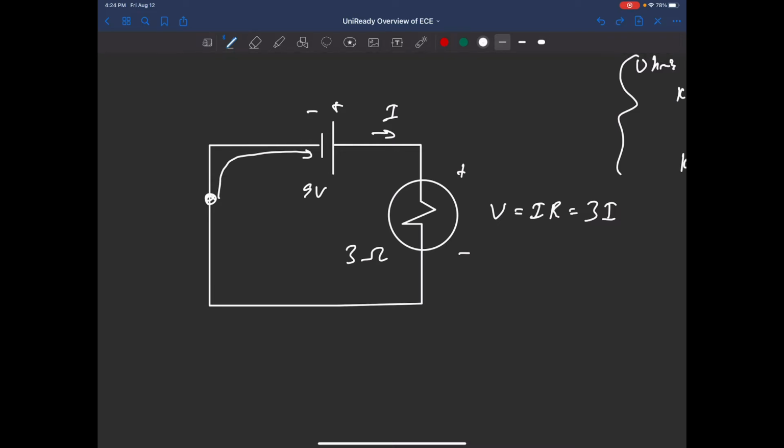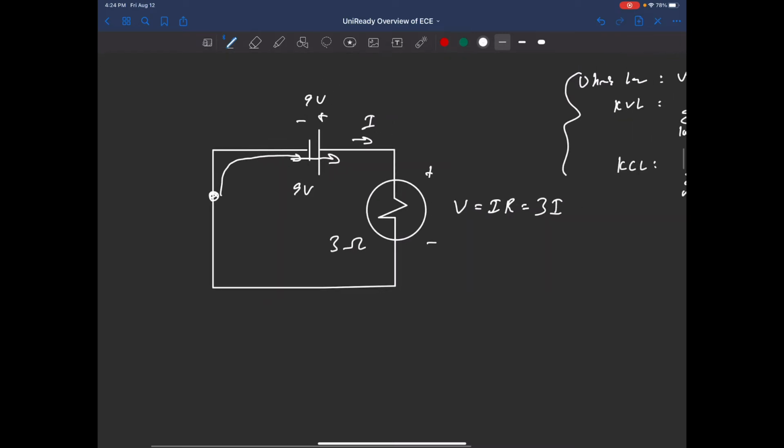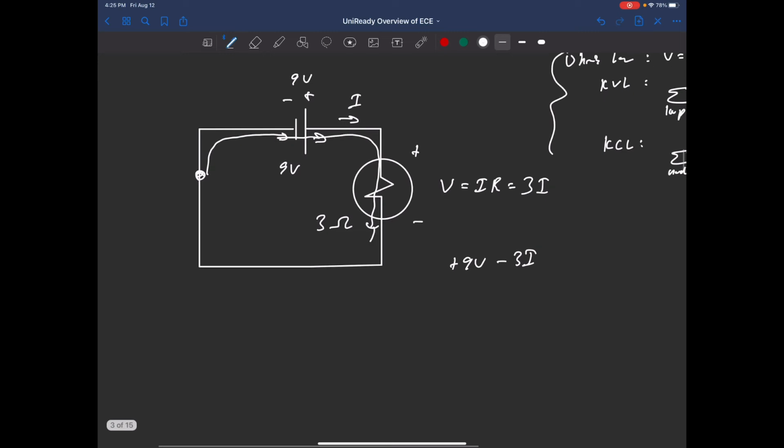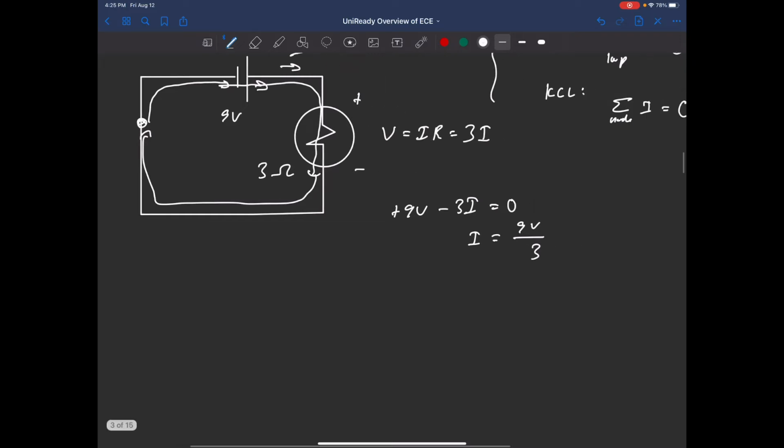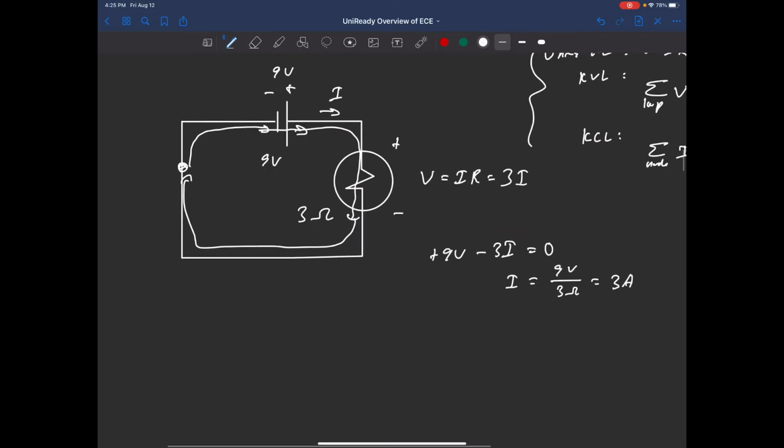As you pass this component, you have the voltage rise of 9 volts, so that's plus 9 volts. And as you go along, you have this voltage drop of 3I. We signify voltage drops with negative, so negative 3I. And you come back to this point, and we know that this must equal 0. So you now have I is equal to 9 volts divided by 3 ohms, so you get 3 amperes. So we now know that the current is equal to 3 amperes.